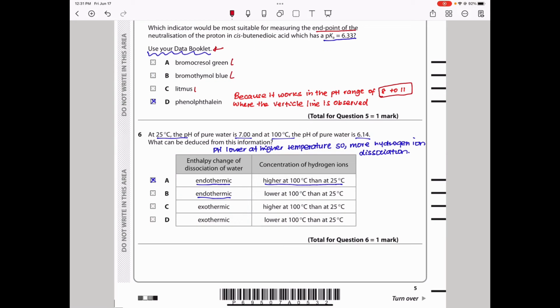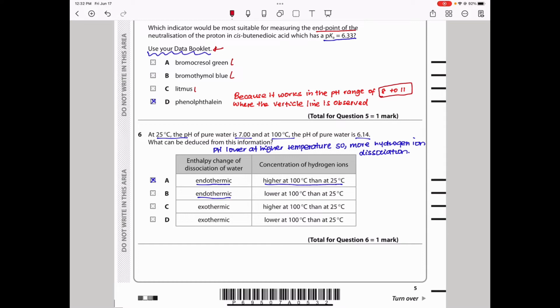Question 6 says, at 25 degrees Celsius, the pH of pure water is 7. And then at 100 degrees Celsius, the pH of pure water is 6.14. So we can see the higher the temperature, the lower the pH, or the higher the temperature, the higher the acidity. So that's what we get from that statement. And then they say, what can be deduced from this information?